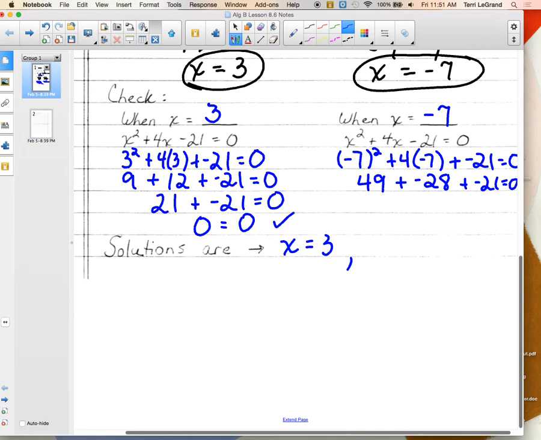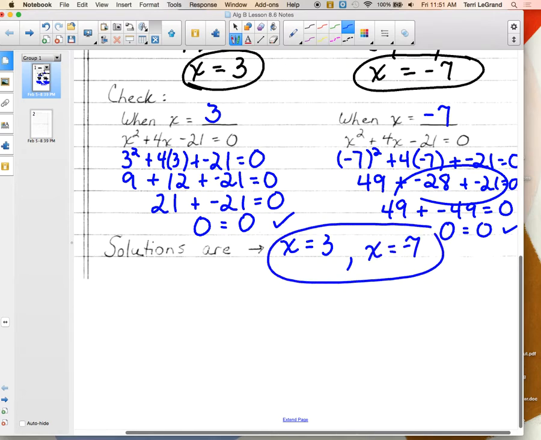Doesn't matter which of these we add first. I like to add my negatives together first. So what's this? 49, -49. So 49 plus -49 equals... We are adding opposites. That should be 0. That one checks out. So we can say x equals 3, x equals -7 are our solutions.